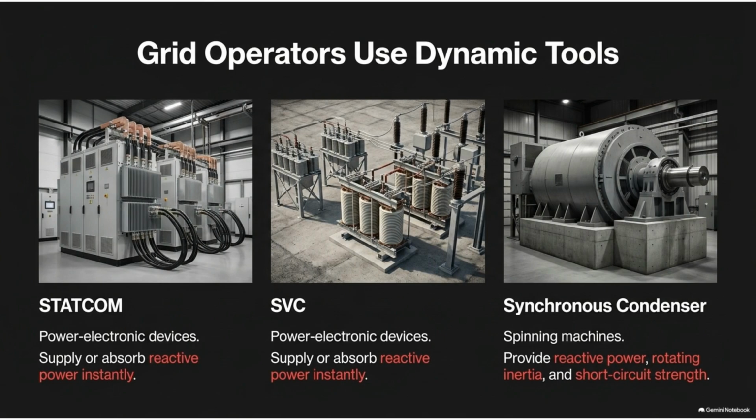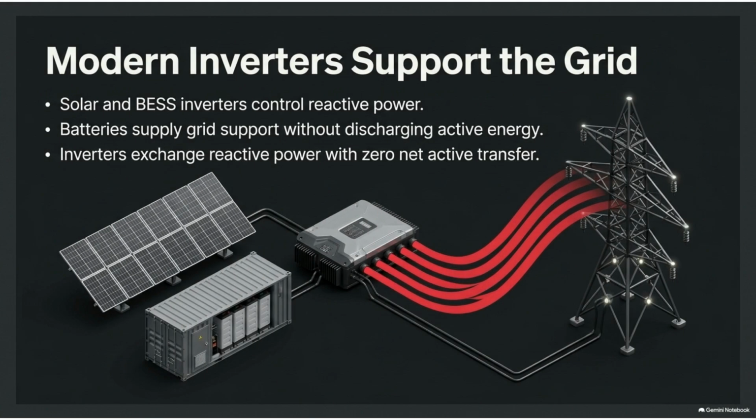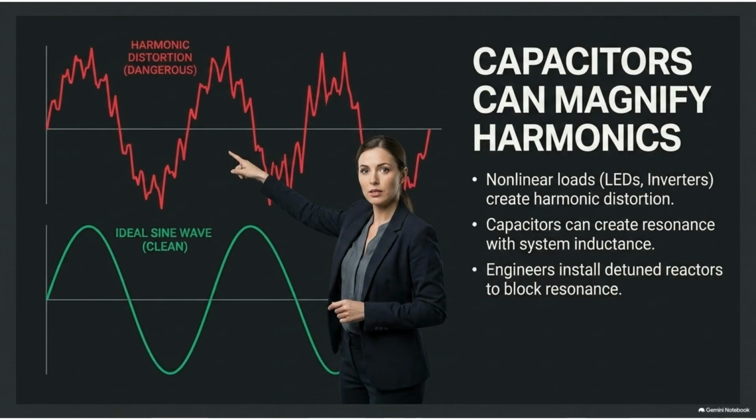Grid operators use various tools like STATCOMs, SVCs, and synchronous condensers to supply or absorb reactive power and maintain grid stability. Modern inverters used in solar and battery systems can also control reactive power, providing essential grid support without needing to discharge active energy. However, capacitors can magnify harmonic distortion, which engineers manage by installing detuned reactors to block resonance and keep the power wave clean.